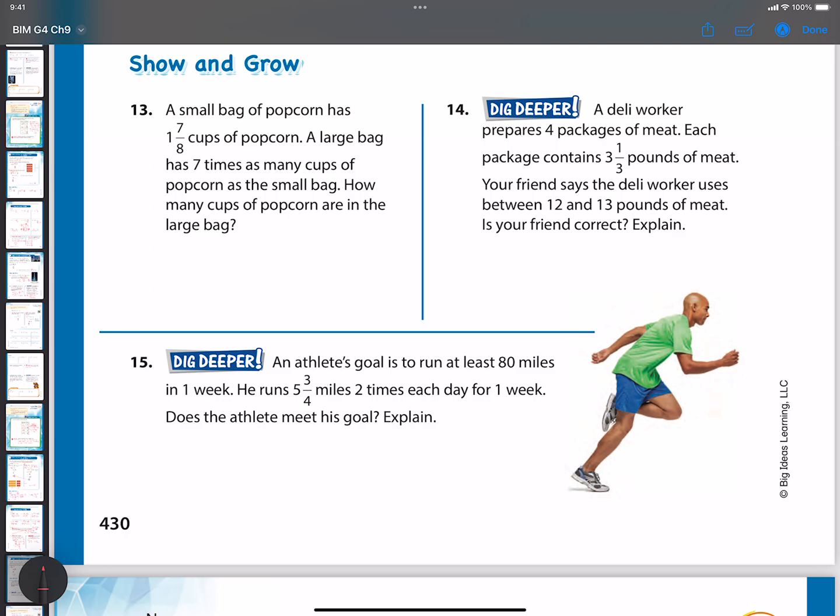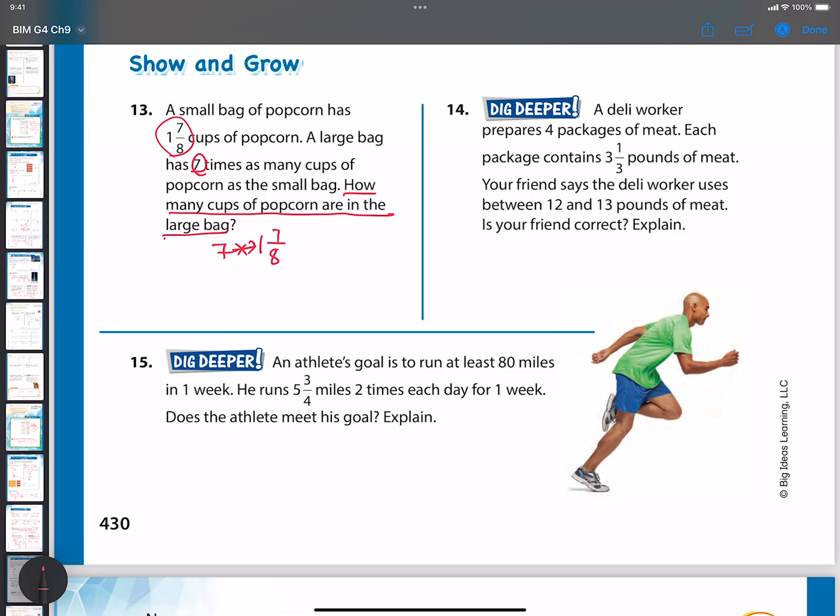Okay, number 13. A small bag of popcorn has 1 7/8 cups of popcorn. A large bag has 7 times as many cups of popcorn as the small bag. How many cups of popcorn are in the large bag? So the small bag has what? 1 7/8. And the large bag has 7 times more than this, right?